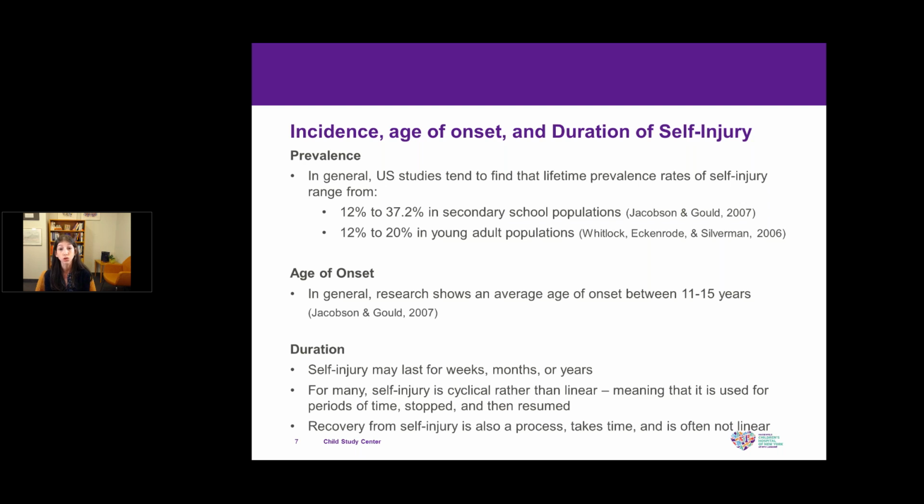Age of onset. So in general, the research shows that the average age of onset is between about 11 and 15 years. That said, self-injury can start much younger, even as early as 7 in childhood. And it also sometimes doesn't start until much later in young adulthood or even into adulthood. How long does self-injury last? Really depends. Self-injury can last weeks, months, or years.